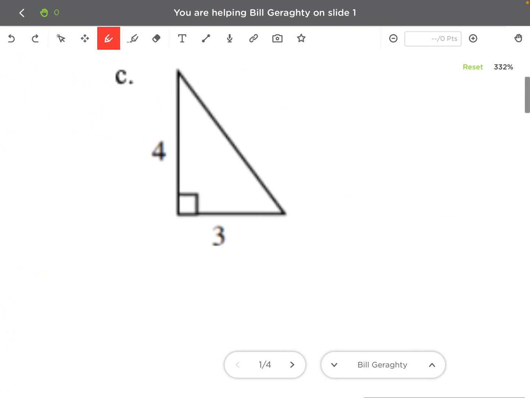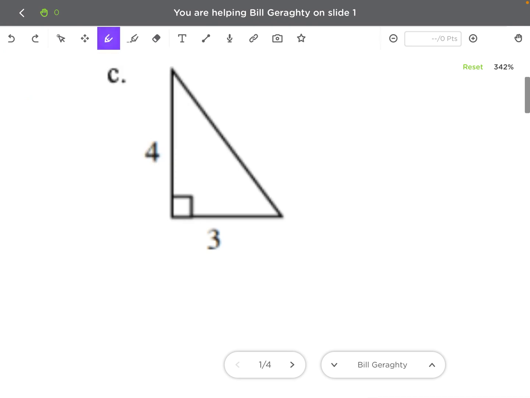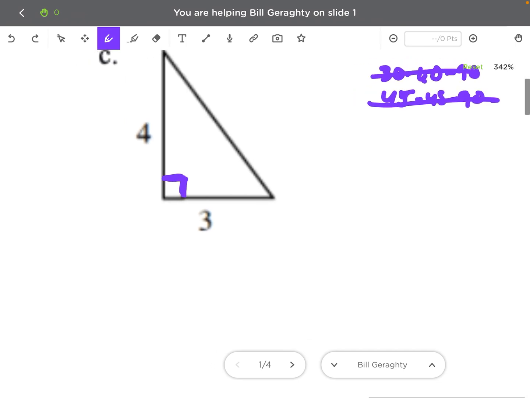And for my last one, I'm not going to draw any reference triangle because I see it's not a 30, 60, 90. I can rule that out. I don't see any angle measures. Therefore, it's not a 45, 45, 90. So I'm just going to use Pythagorean's theorem. I see it's a right triangle, which we want it to be if we're using Pythagorean's theorem. So I'm going to label my legs and my hypotenuse.